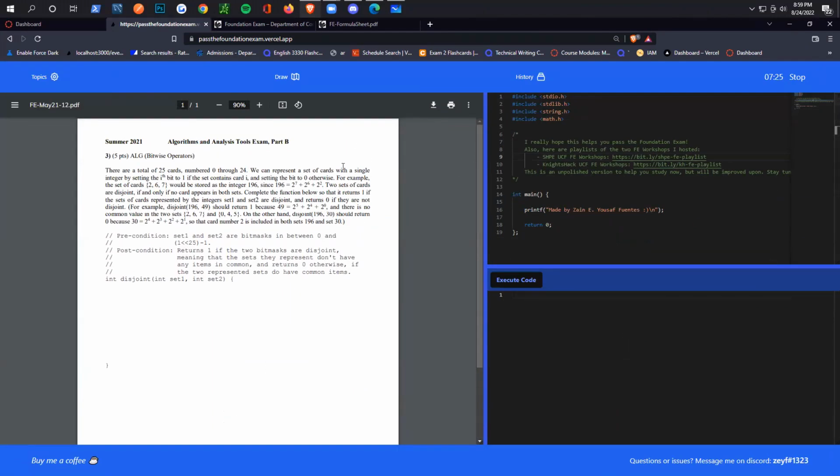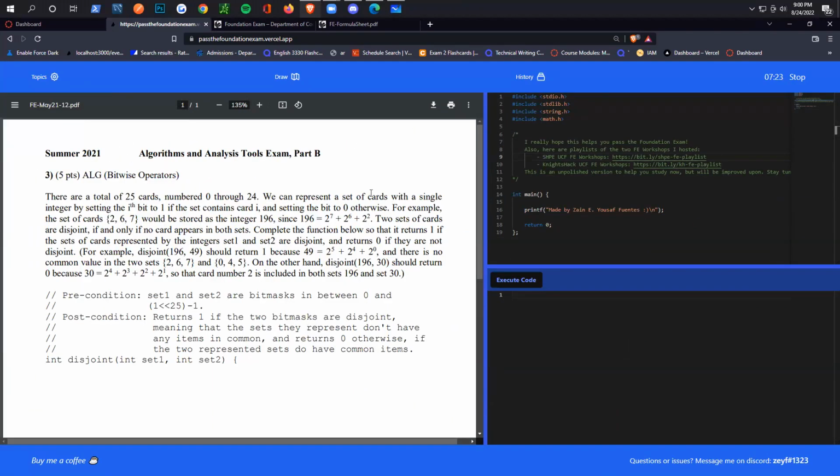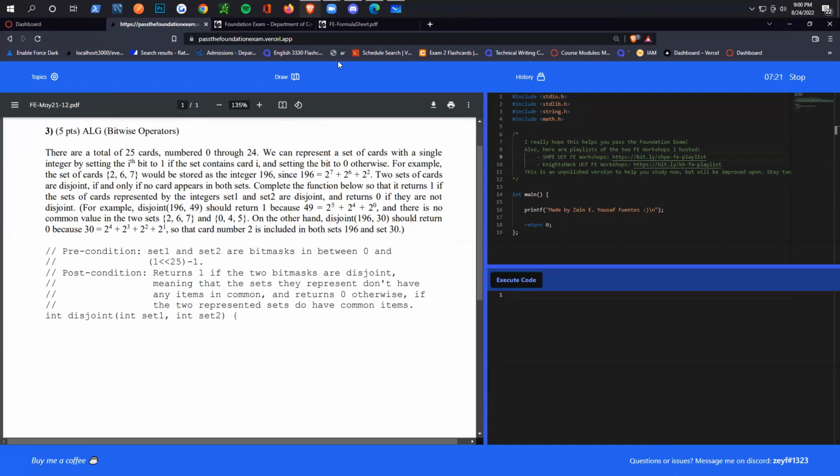all right. So this question, they say there's a total of 25 cards, numbers 0 through 24. We can represent a set of cards with a single integer by setting the ith bit to 1 if the set contains card i, and setting the bit to 0 otherwise. For example, the set of cards 2, 6, 7 would be stored as the integer 196. So 2 to the 7 plus 2 to the 6 plus 2 to the 2.